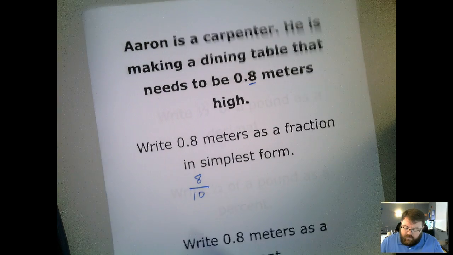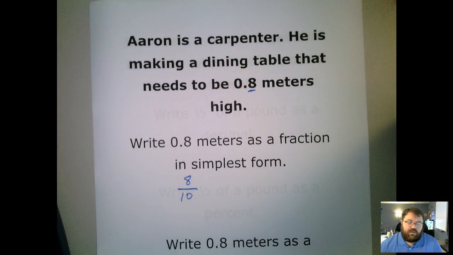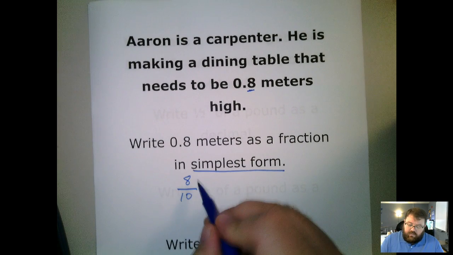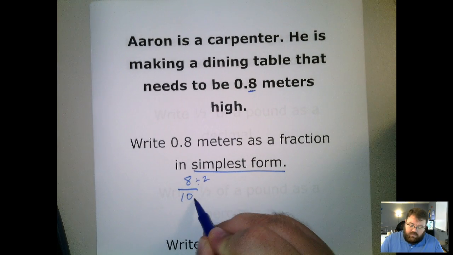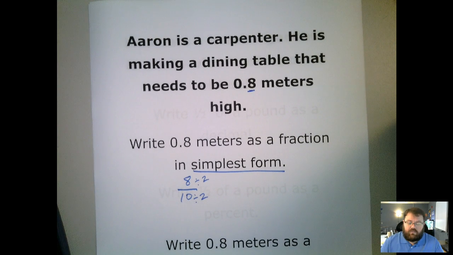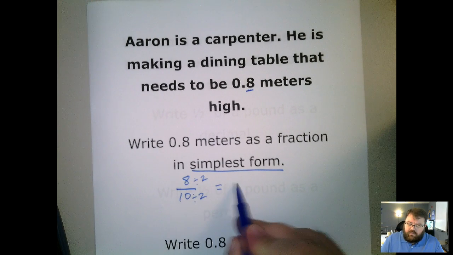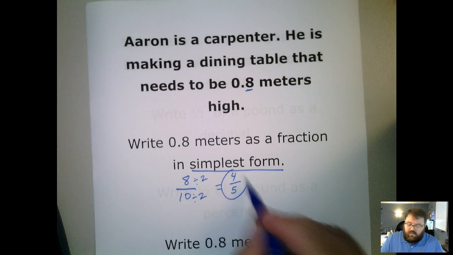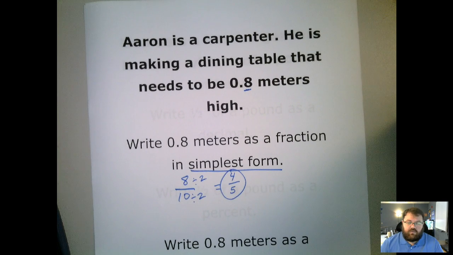Again, though, this would be incorrect, and the reason is because it's not in simplest form. 8 and 10 are both even numbers, so 2, I know, will go into both. 2 goes into 8 4 times. 2 goes into 10 5 times. 4/5 is my simplified answer.